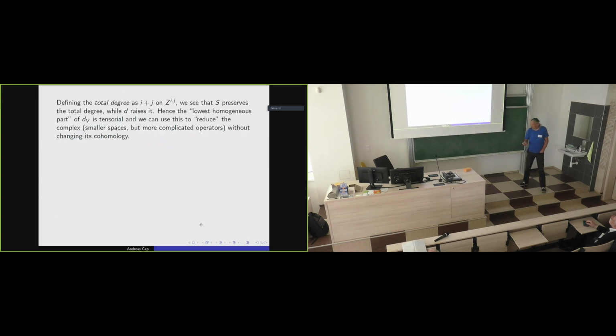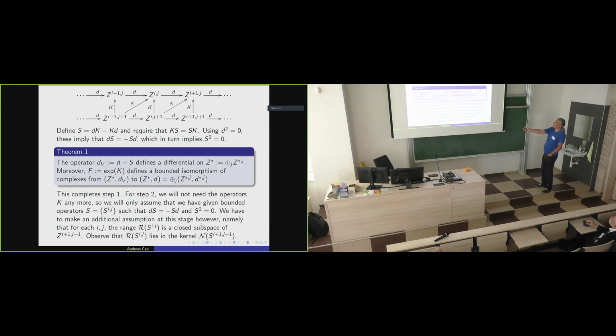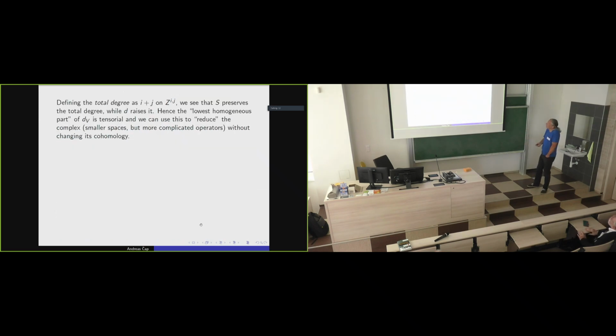And maybe if you look at this, let's go back to the picture up there, if you look at the total degree, so it's just i plus j on Z_ij, then you see that D raises the total degree and S preserves it. And that's the crucial step for the whole construction: if S is really tensorial, then you get a lowest homogeneous component that is tensorial, and you can trade this off for differential components in higher homogeneity, and this is why the construction works. Okay? So this is briefly described here.